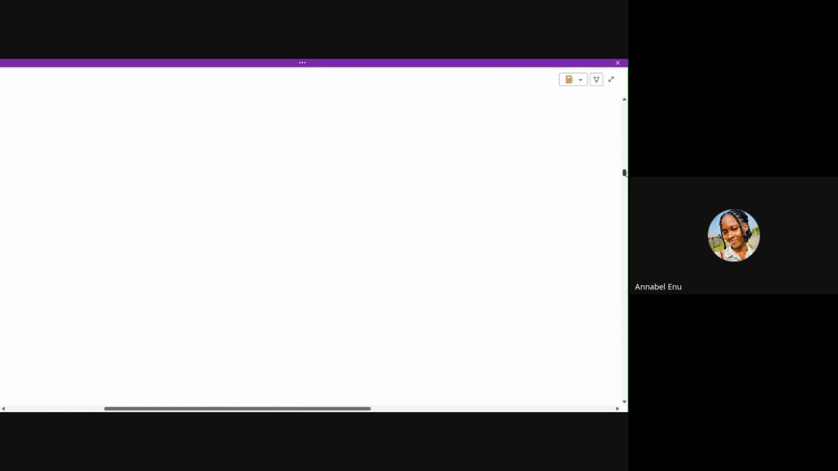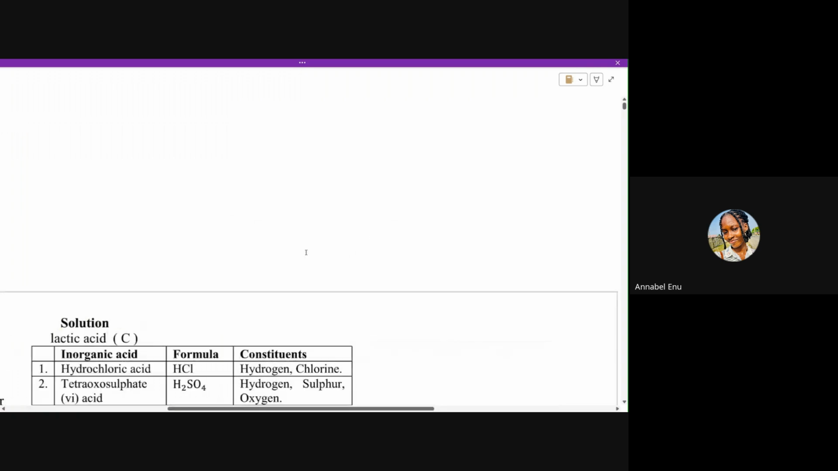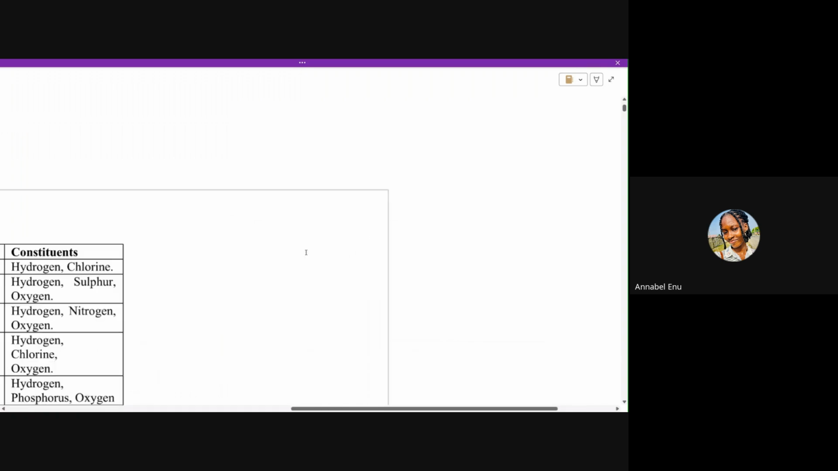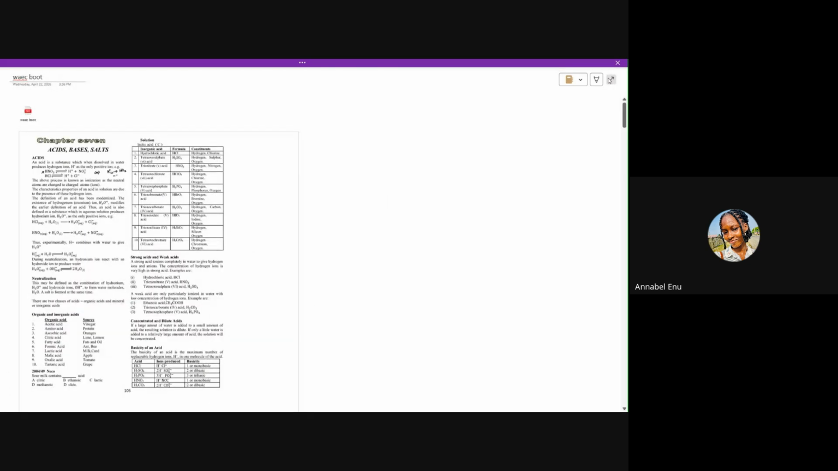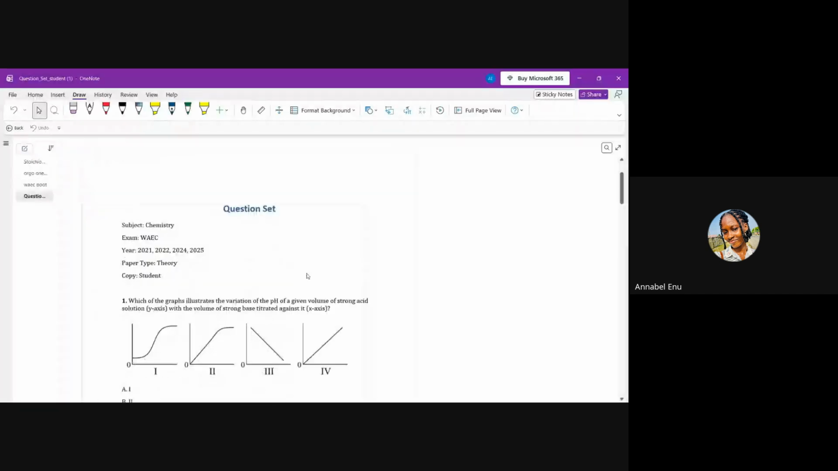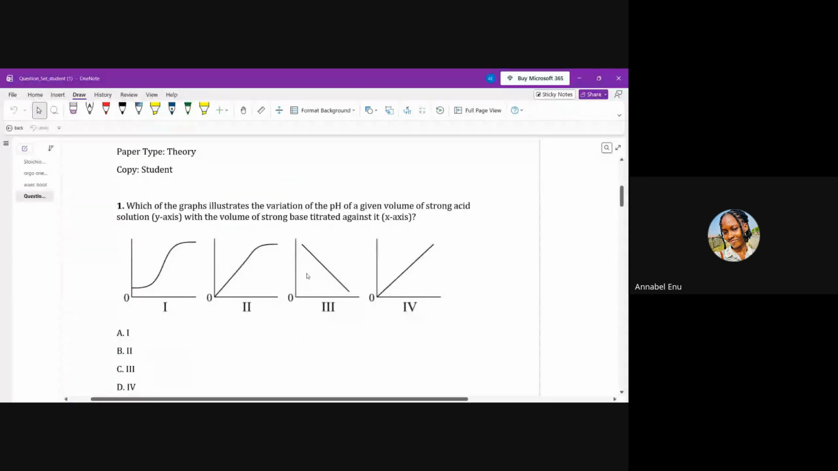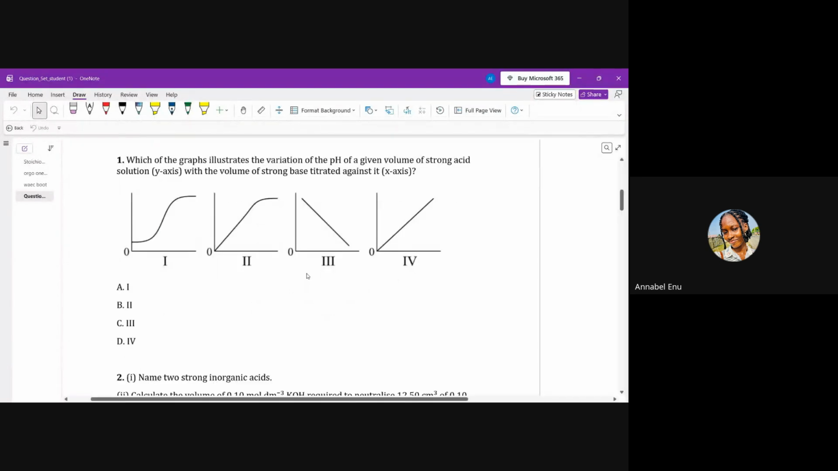So let's go to our question. Now, the first question says, which of the graphs illustrates the variation of pH of a given volume of strong solution with the volume of strong base titrated against it. Okay, so it's a strong base.